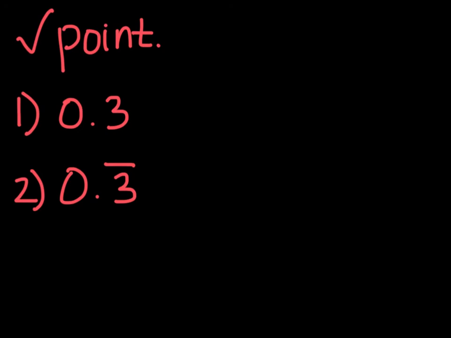Now try this on your own. Write the terminating decimal, 0.3, as a fraction, and then write the repeating decimal, 0.3 repeating, as a fraction. Good luck! And here's our last idea for this lesson. We're going to order rational numbers using a number line. Here's our set.